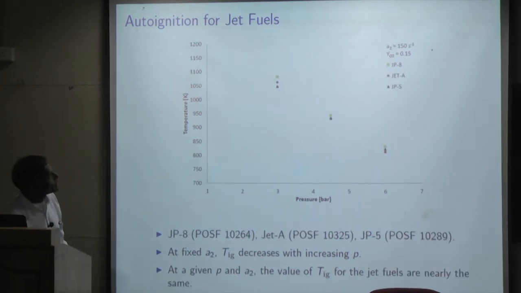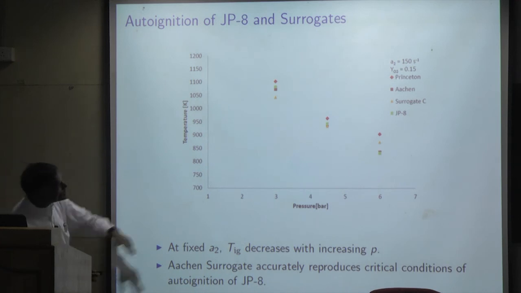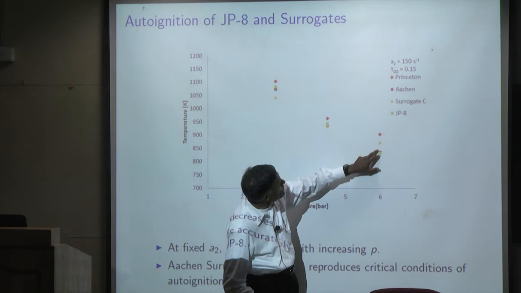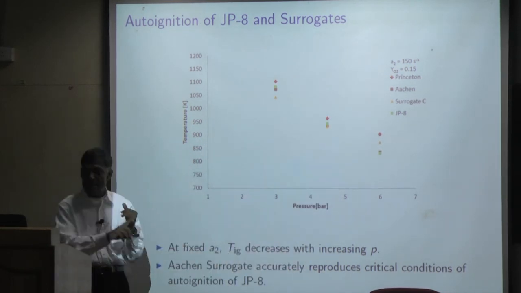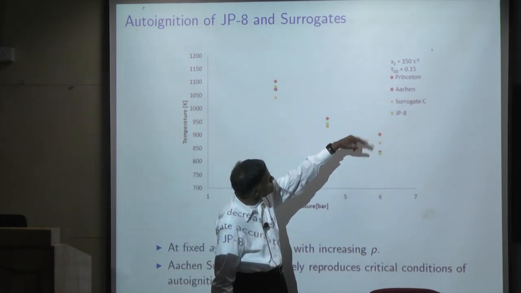And then this is JP8, Jet A that we looked at. These are commercial fuels. Temperature decreases with pressure, and then again, here's the Aachen surrogate. You can see that the Aachen surrogate accurately reproduces the autoignition. So the Aachen surrogate is again a winner here. The Princeton surrogate is not nearly as good.